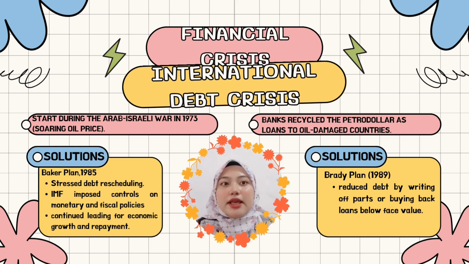Second, the Brady Plan in 1989, named after US Treasury Secretary Nicholas Brady. This plan went a step further. It aimed to reduce debt by writing off parts or buying back loans below face value. This involved innovative mechanisms like Brady bonds, which converted bank loans into tradable securities, often with guarantees, providing a more permanent solution to reduce the debt burden and help countries regain financial health.